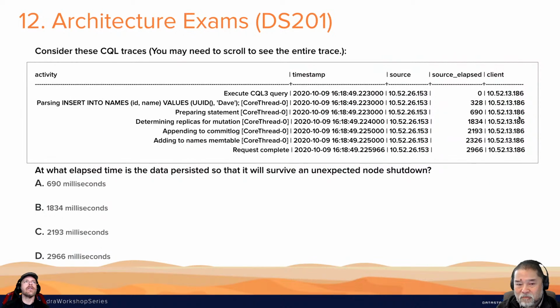Yep. All right, so moving on to question 12. Consider the CQL traces. Something to point out in the real exam, depending on your browser settings, you may need to scroll to see the entire trace. So don't get caught with that. Make sure that you look at the entire trace. And then at what elapsed time is the data persisted so that it will survive an unexpected node shutdown?